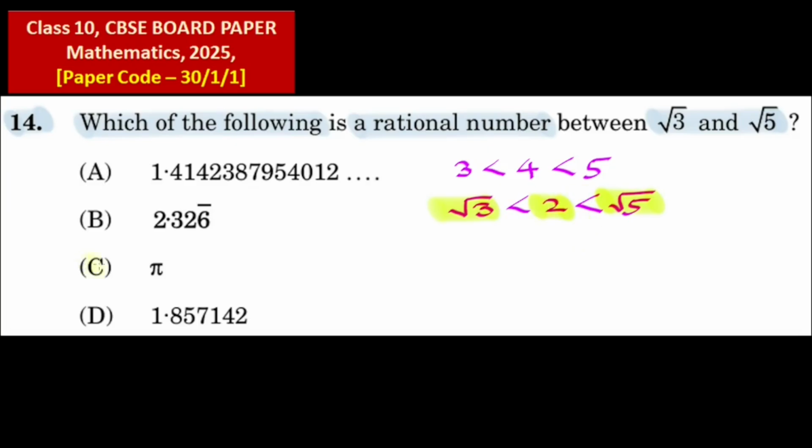Now in the options, pi is out of question because it is not rational. Now the rational number closest to 2 among these 3 is the number in option D, 1.857143.